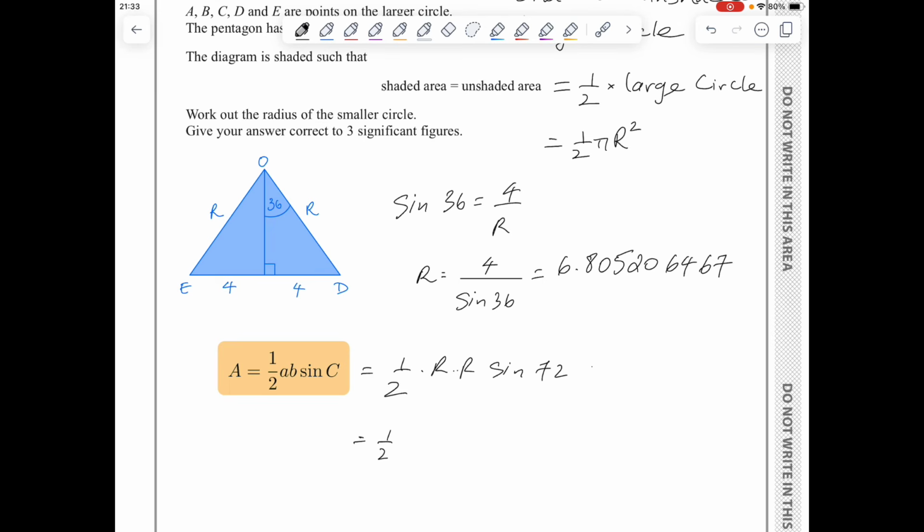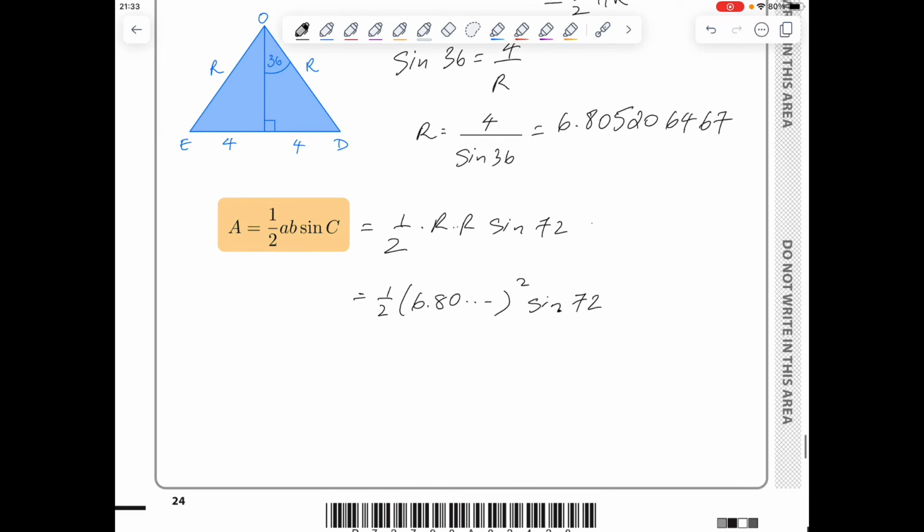So I've got 1 over 2 times 6.80 and so on squared times sine of 72. Put this on the calculator and you get the following answer. So the area of the pentagon is 5 triangles, so it's 5 times this value. Again, put this on the calculator and you will get the following.